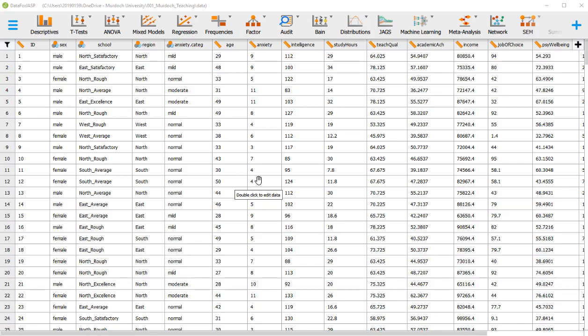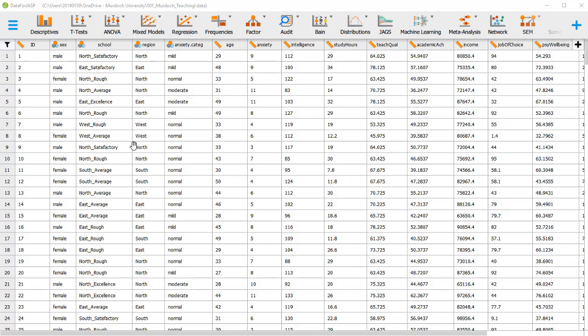Let's start with the parameter estimation of a mean. We can do it in two ways. We can do it in regression, or we can do it in t-test. So I'm going to show how we do it with t-test.